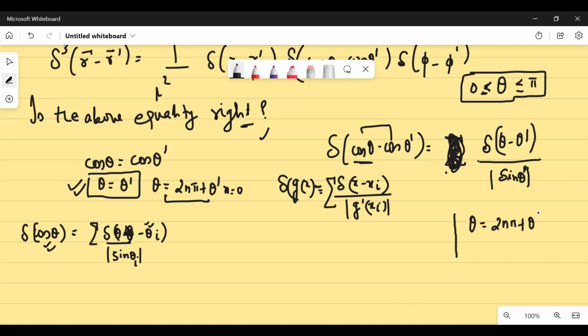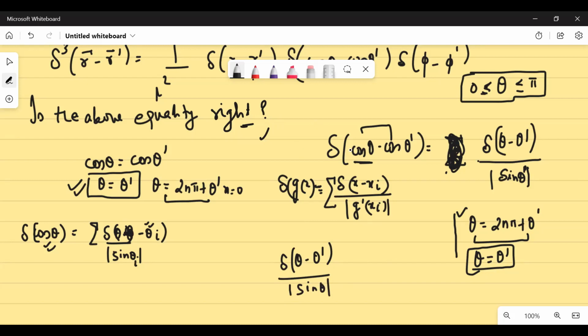In general, you would have infinitely many solutions, but overall you have only one solution, that theta has to be equal to theta dash. Had I not created this bound, the general solution would have been theta equal to 2n pi plus theta dash. But now theta has to be equal to theta dash. So this expression becomes Dirac of theta minus theta dash divided by modulus of sin theta dash, or even modulus of sin theta, one and the same thing, because theta is equal to theta dash.